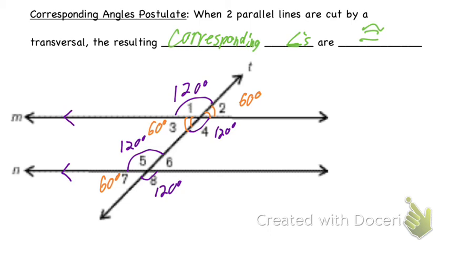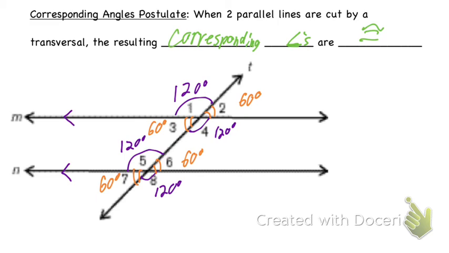Okay, go ahead, Dylan. Angle 6. How could we find angle 6? You take the 120 from angle 5 and subtract. So it's a linear pair with angle 5. How else could we find angle 6? It's a vertical angle with angle 7, so they're congruent.